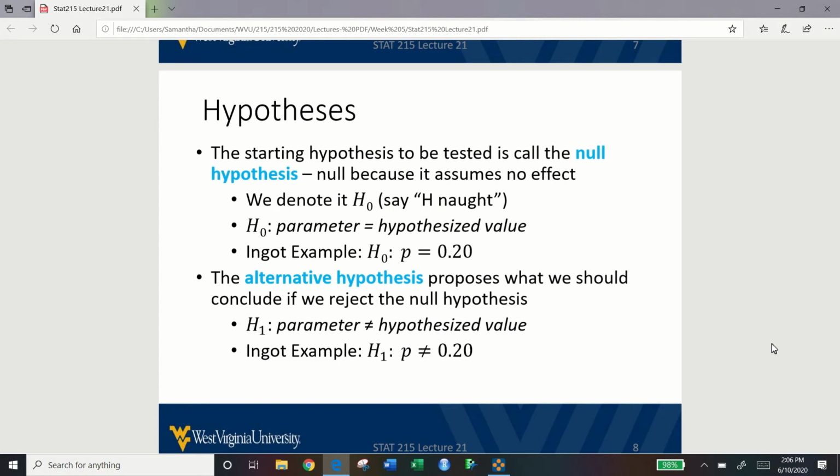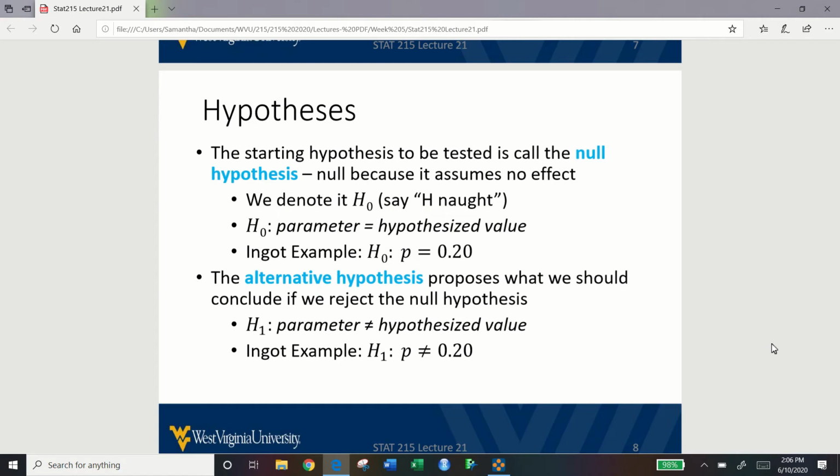How do we write it? We write H naught, colon, our parameter of interest, equal to our hypothesized value. In our ingot example, we would write H naught, colon, P equal to 0.20.